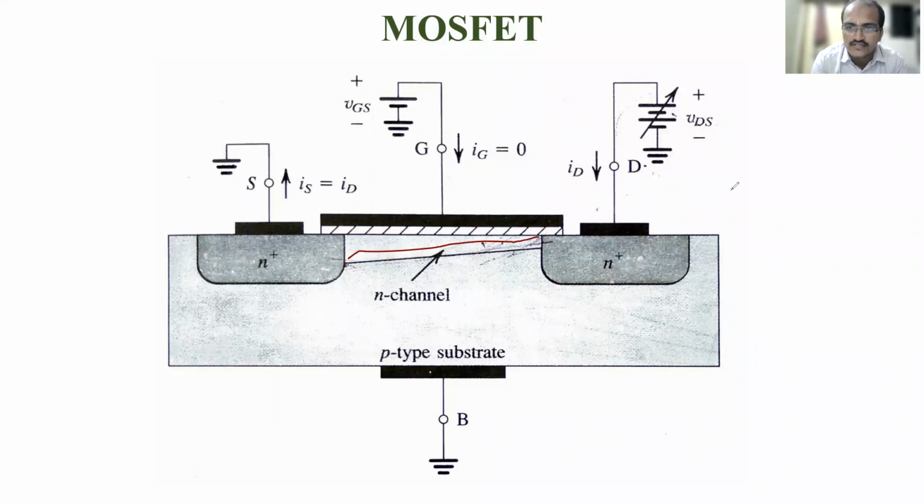Because of that, in the characteristics, the drain current becomes constant. You have seen the characteristics. This is the triode region characteristics, and after this we call it the saturation region.